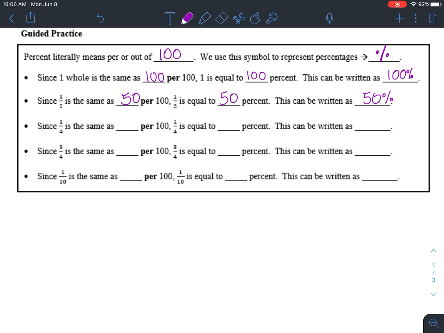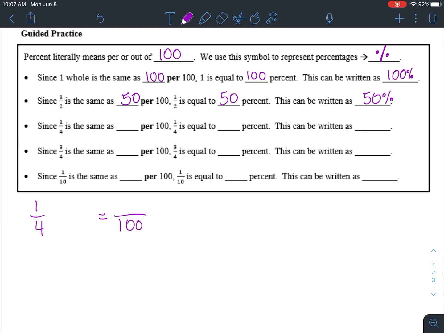Now, this is where it gets a little bit tricky with your fractions. When you have 1/4, remember that you have to make this out of 100. So if you see 1/4, it's definitely possible to make this into a percentage, but you must first do something to get that denominator of 100.